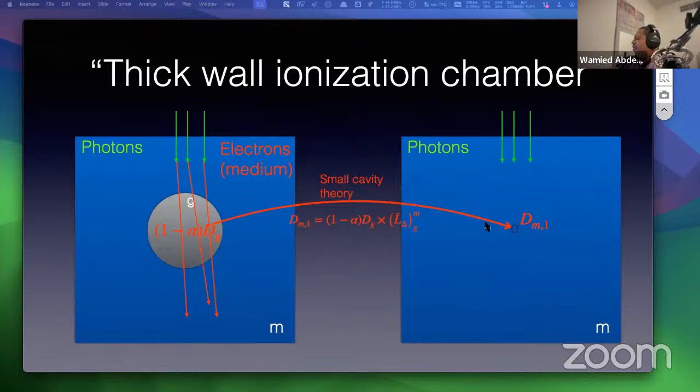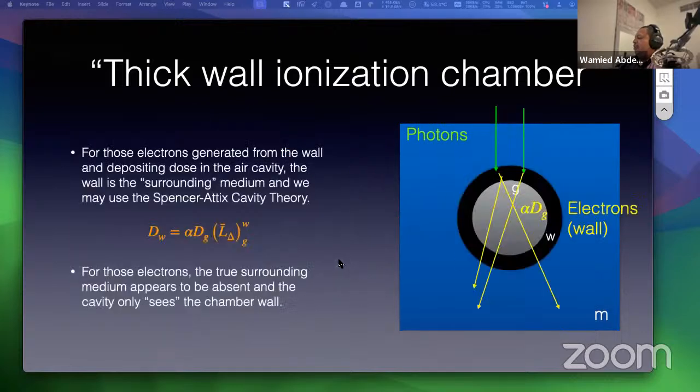So this is just the cavity theory. We have the dose in the cavity from these electrons. It's given by the Spencer or small cavity theory. We'll select the Spencer-Attix cavity theory, and this will give me the dose in the medium from that source of electrons. How about the other situation, for the other electrons?